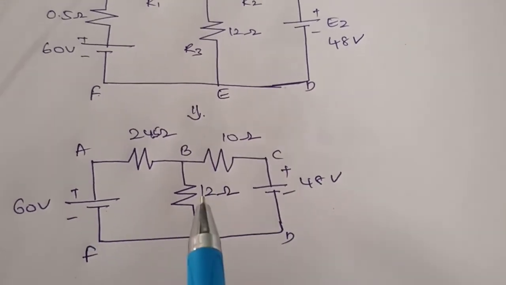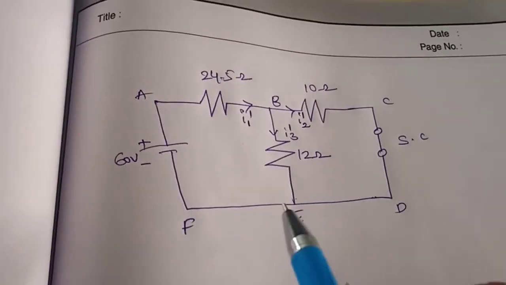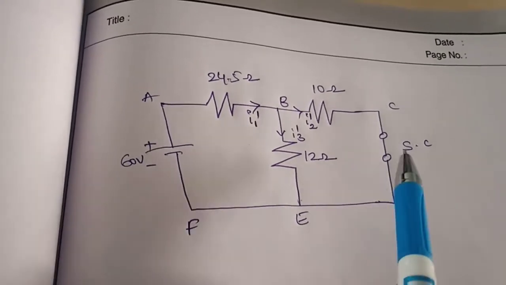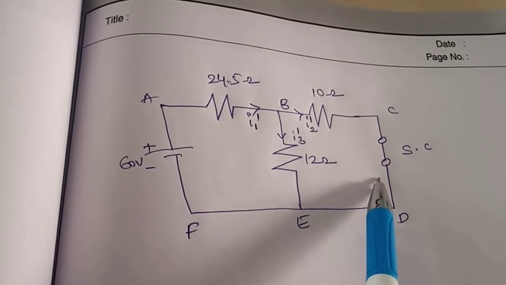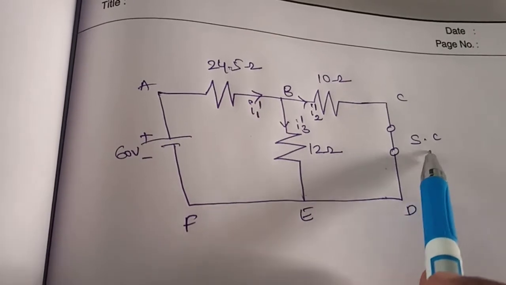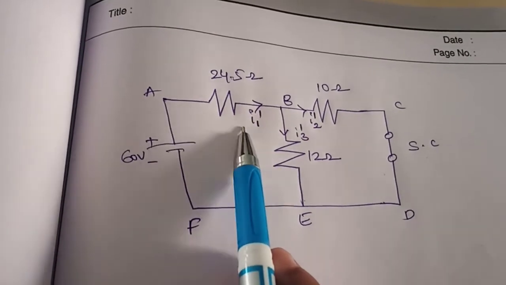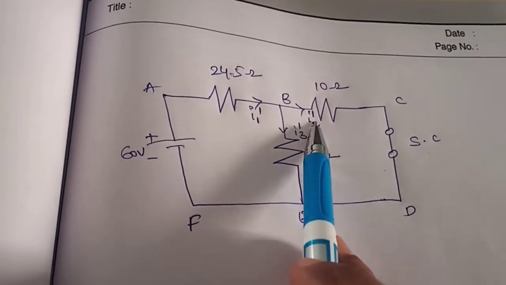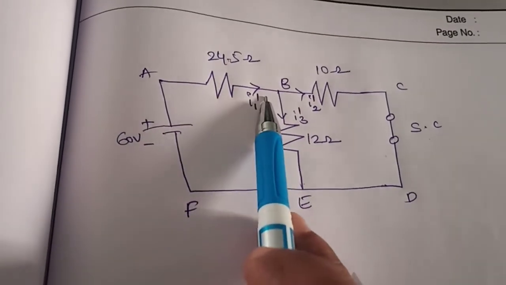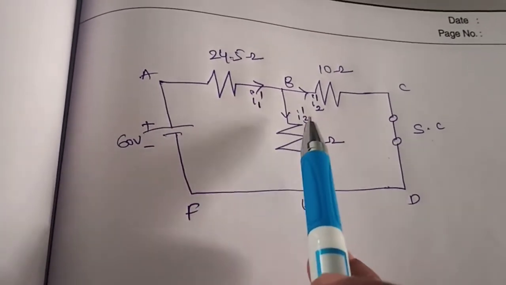Now the figure has to be redrawn and then we have to apply the superposition theorem. This is the circuit which is considered as step 1, considering only the 60 volt voltage source alone, and whatever the remaining voltage sources are, they have been short circuited. In the given figure we had 48 volts, so this 48 volts has become a short circuit. Now we have to consider the currents in each branch. The current flowing in this branch let us consider as I1 dash, current flowing in this branch is I2 dash, and current flowing through this branch is I3 dash. At point B, I1 dash is entering and I2 dash is leaving, and the resultant current flowing in this branch is I3 dash.